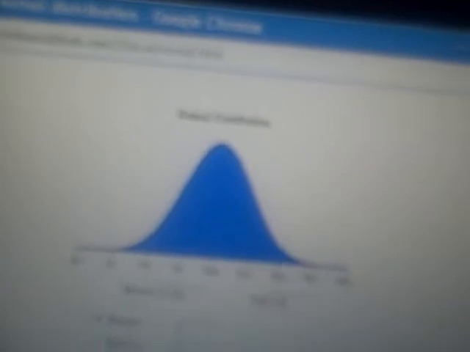And I want to find out what is the probability that someone has an IQ less than 110. And then the area is, as you can see, 0.7457. Hopefully you can see that. It's not so clear. Well, anyway, if you run it, you'll see it.